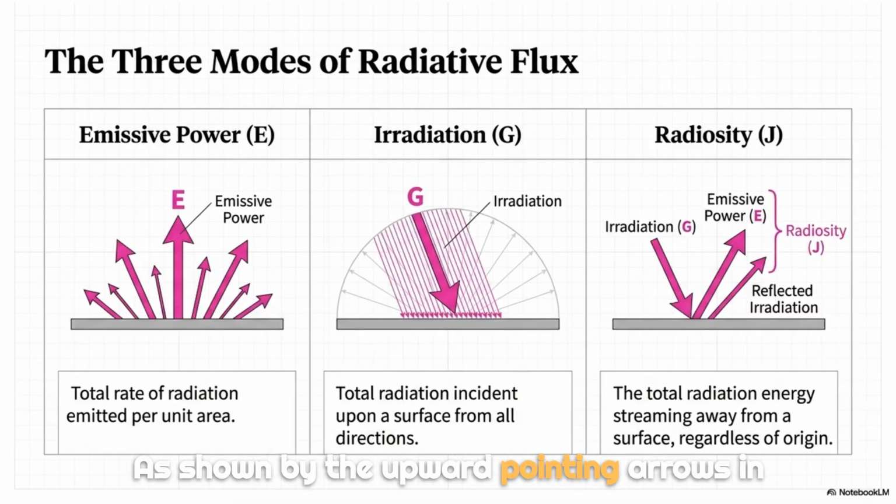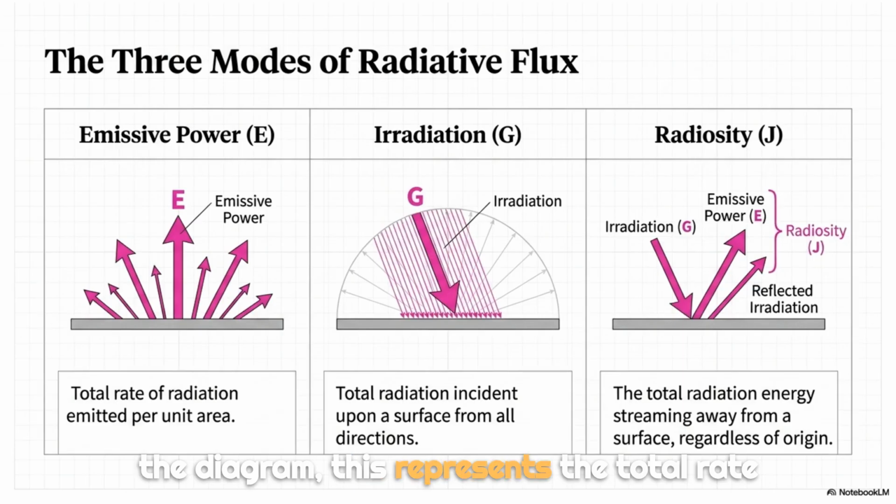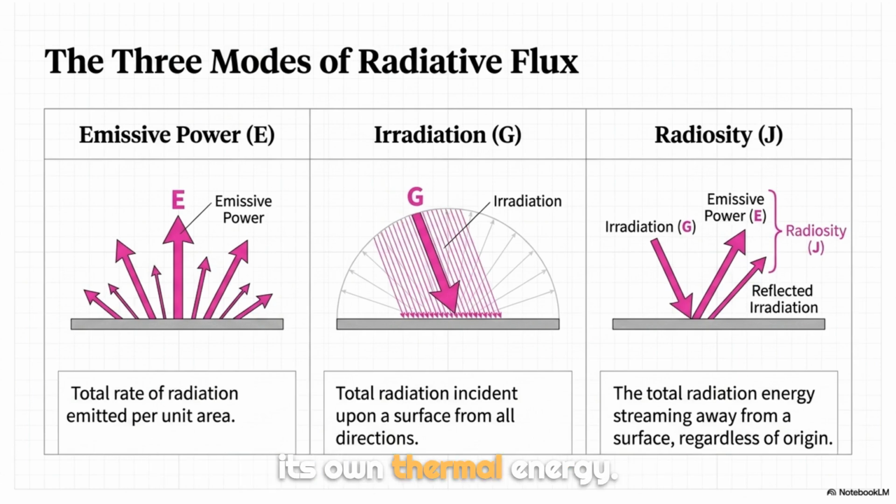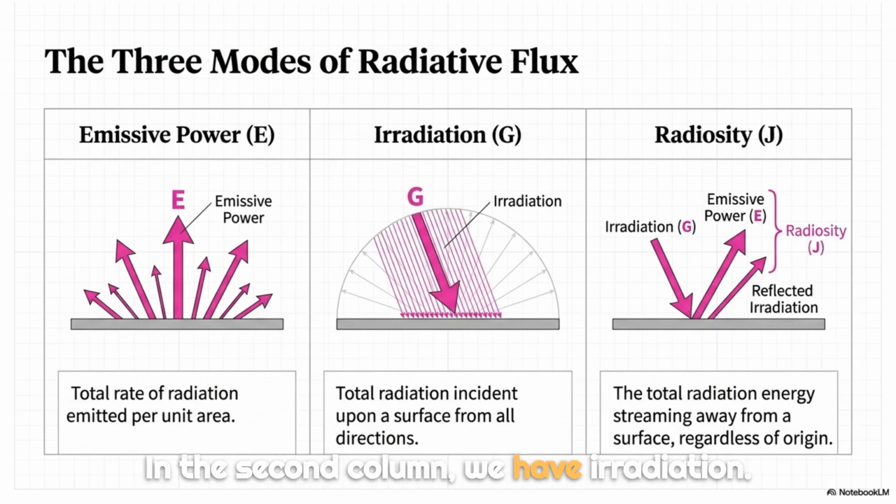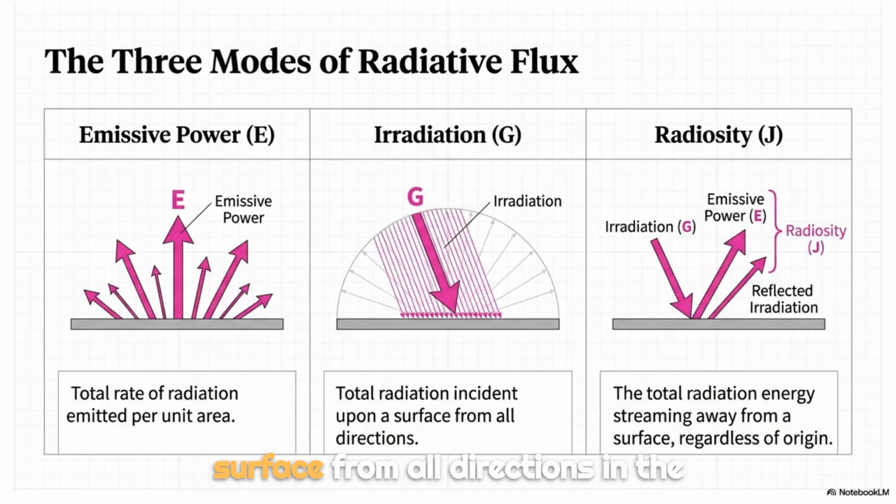As shown by the upward-pointing arrows in the diagram, this represents the total rate of radiation energy generated and emitted directly by the surface per unit area due to its own thermal energy. In the second column, we have irradiation. Notice that the arrows in the diagram are pointing downward. Irradiation represents the total rate of external radiation incident upon a surface from all directions in the surrounding environment. This is energy arriving at the surface.